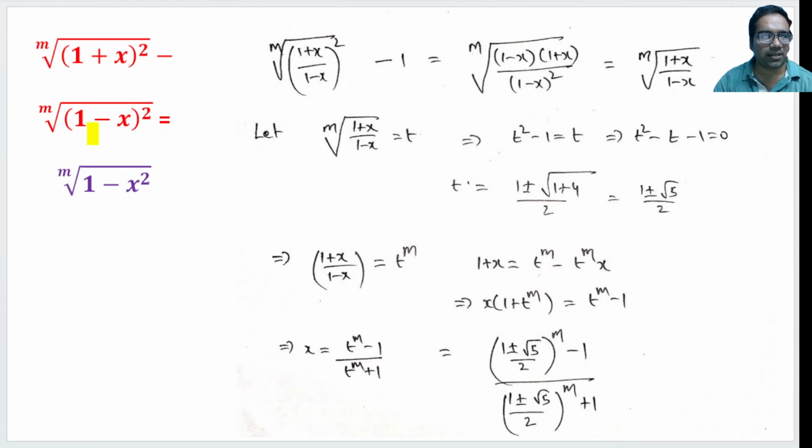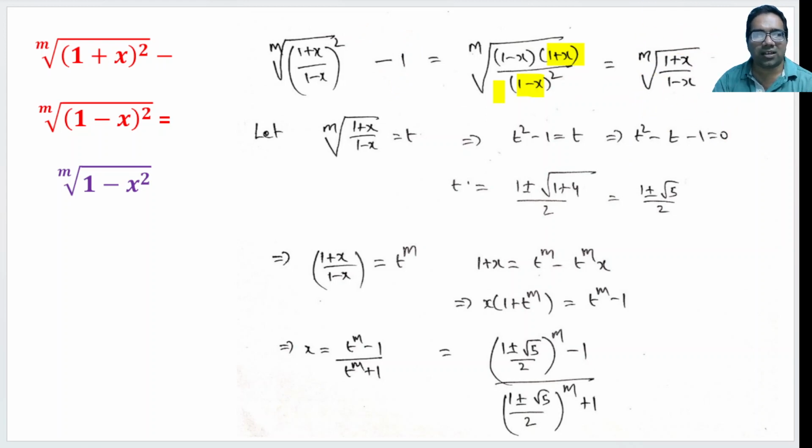So this becomes the m-th root of (1 plus x by 1 minus x) whole square. The second term will automatically become minus 1, because this by this is 1, equals the m-th root of 1 minus x square, that is 1 minus x into 1 plus x by 1 minus x whole square. One of the 1 minus x we can cancel. So we get the m-th root of (1 plus x by 1 minus x) whole square minus 1 equals the m-th root of 1 plus x by 1 minus x.